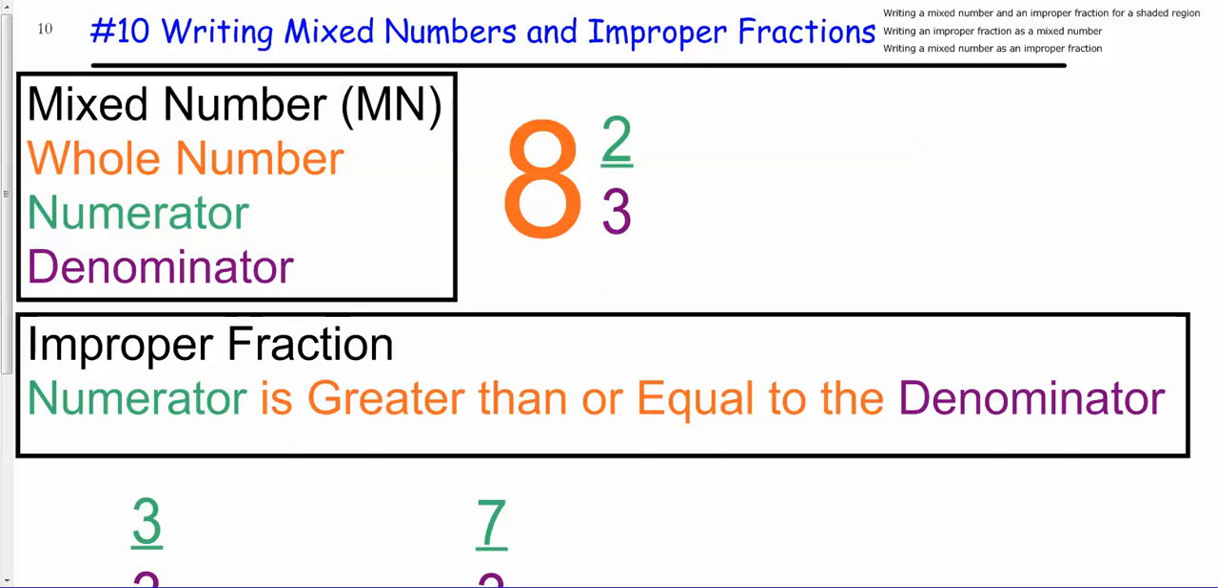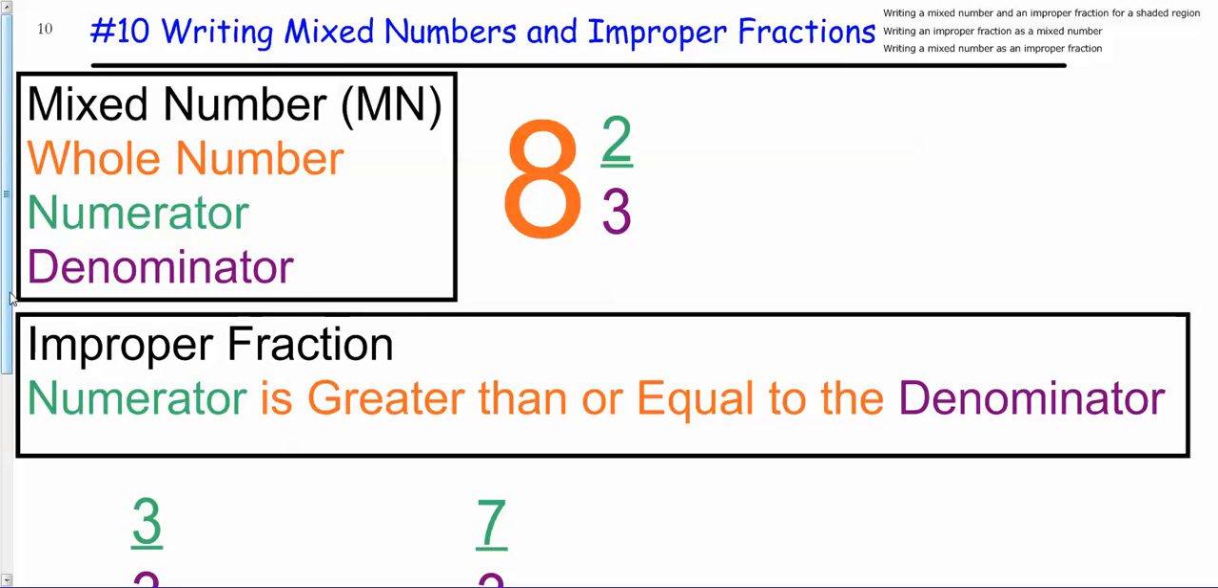Welcome to lesson number 10, mixed numbers and improper fractions. So a mixed number is mixing two things together. I'm mixing a whole number with a fraction. That's why it's mixed. So my whole number is obviously the orange, 8. The numerator is the green, and the denominator is 3. All three of these things that we know separately, together, they're a mixed number.